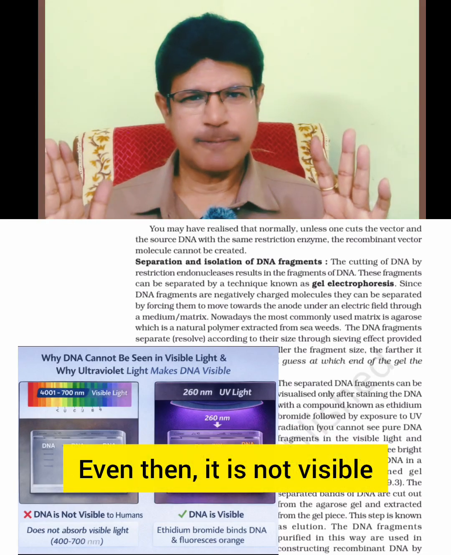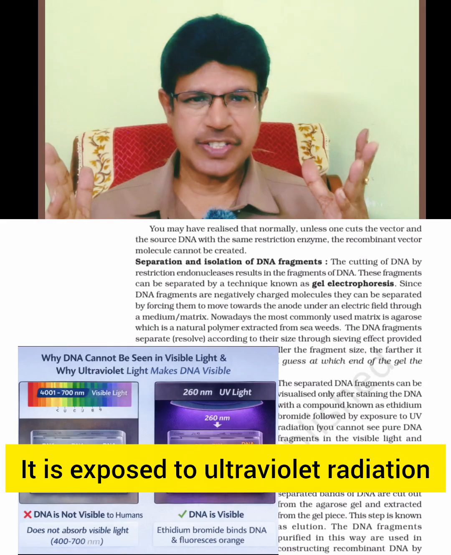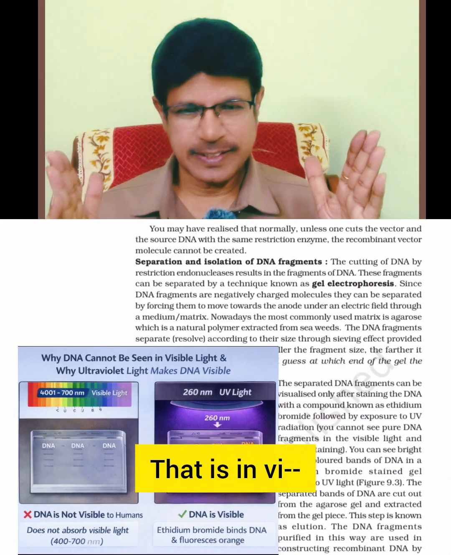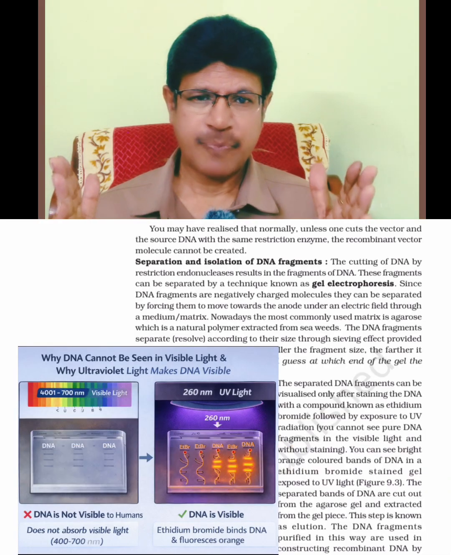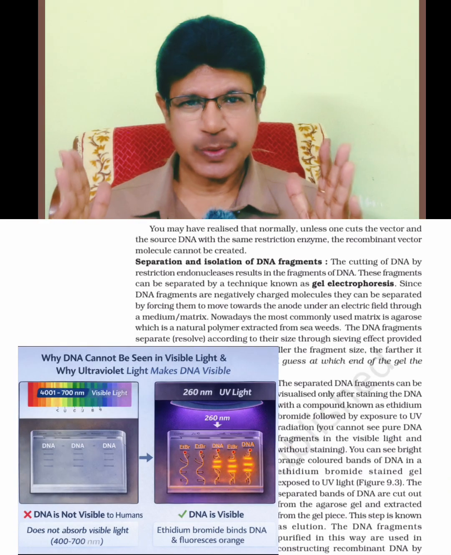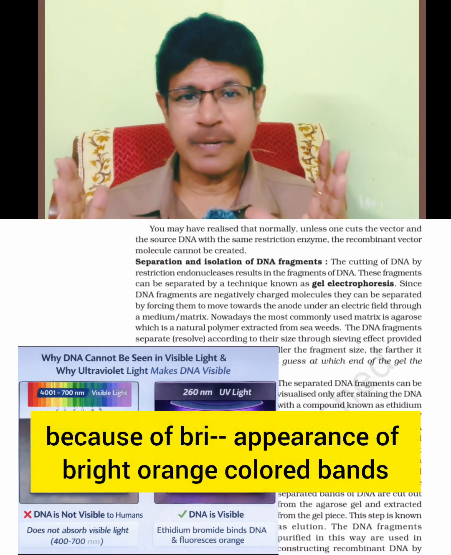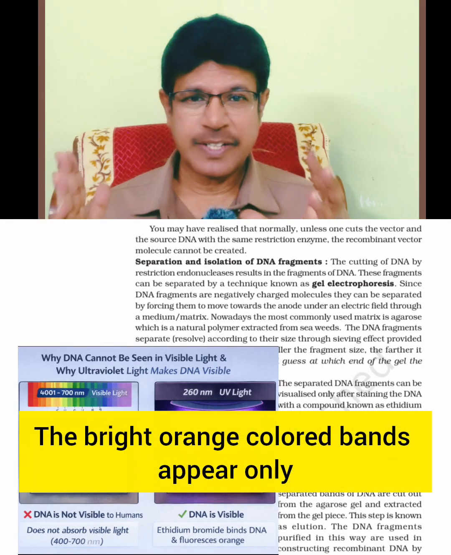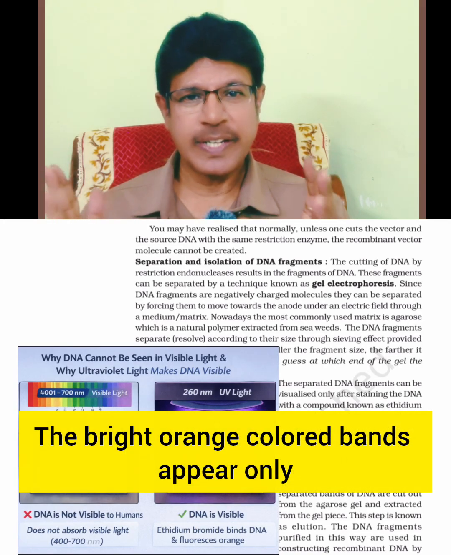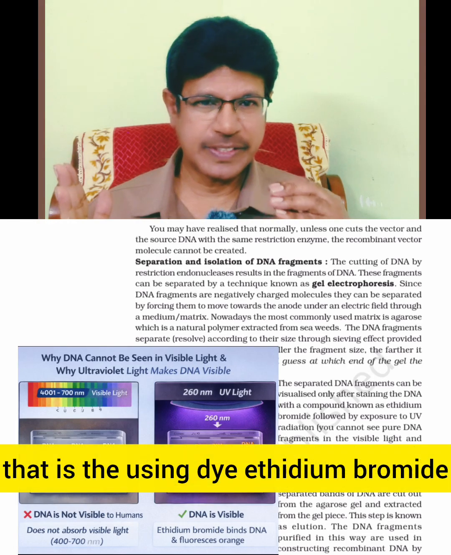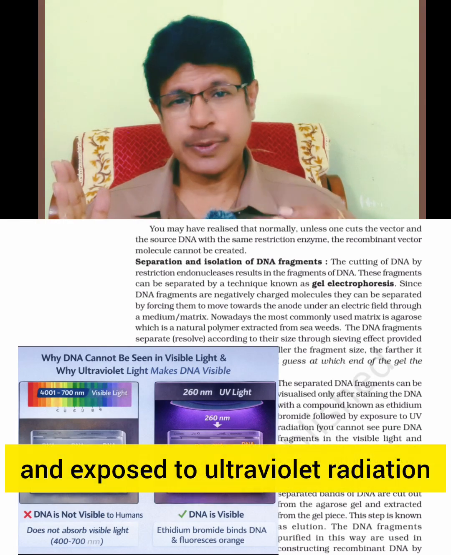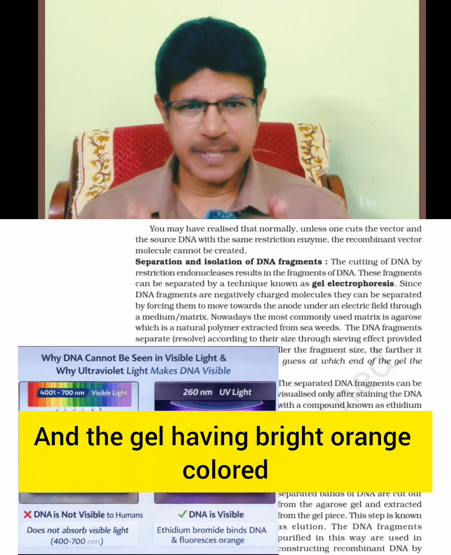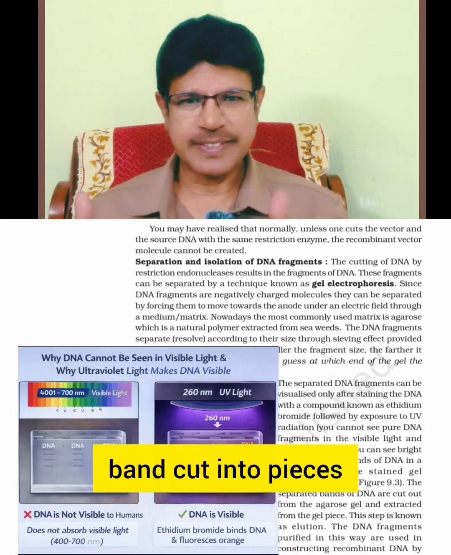Even then it is not visible until it is exposed to ultraviolet radiation. Then the fluorescent dye gives an orange color, which is in the visible range. Then the DNA is detected, because of the appearance of bright orange colored bands. The bright orange colored bands appear only after treatment with the dye ethidium bromide and exposure to ultraviolet radiation. And the gel having the bright orange colored band is cut into pieces.